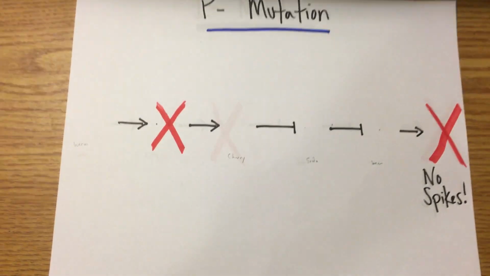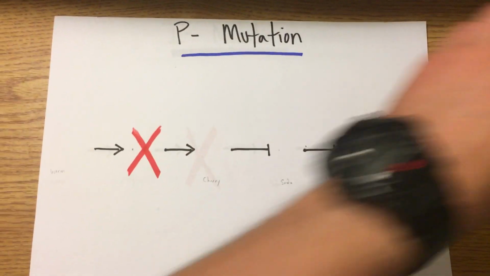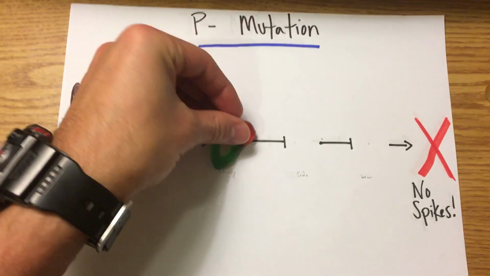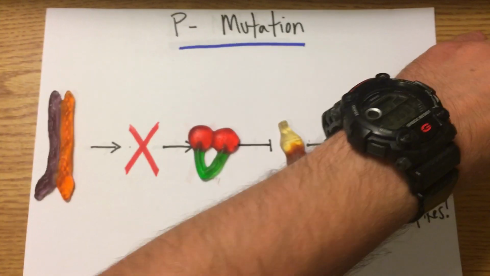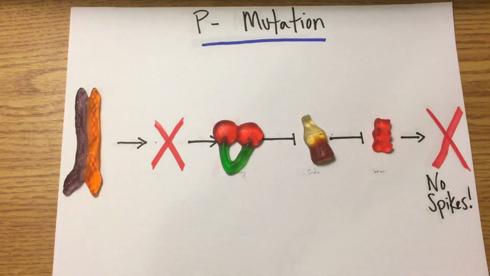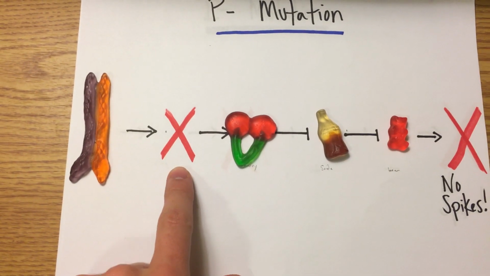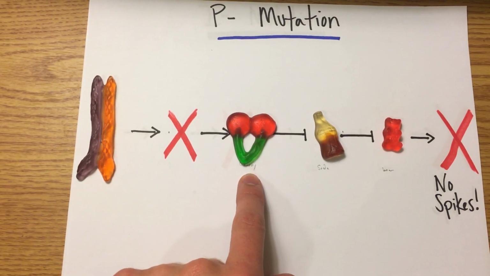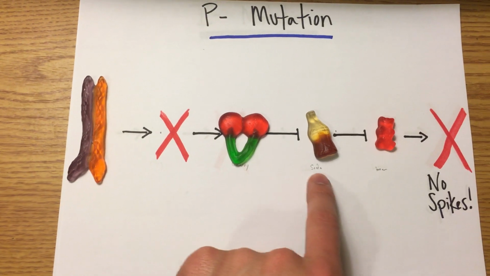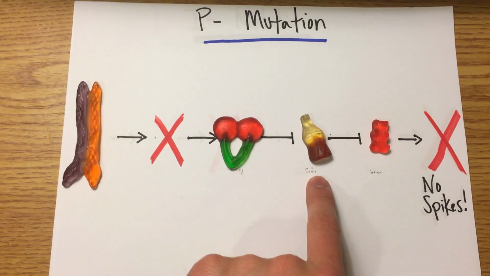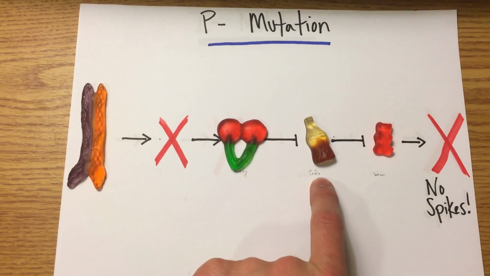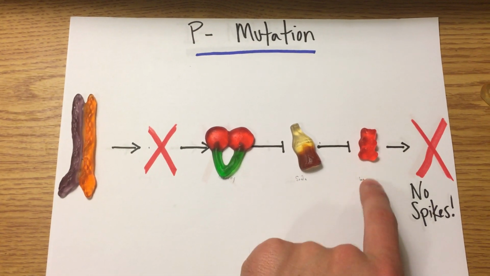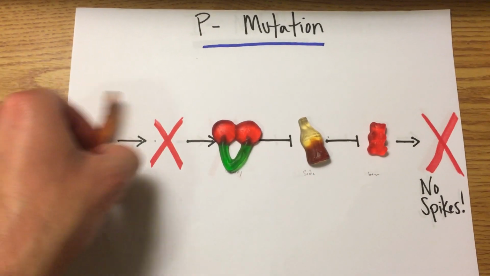So to begin, this first mutation is going to be a dysfunctional P, and it is going to look like this. Everything will be normal until it gets to that P gene, which will not be present to induce the I gene. And since that I gene is not present, it will not inhibit this K gene. So the K gene will be present. K will inhibit the E, causing no spikes to form.